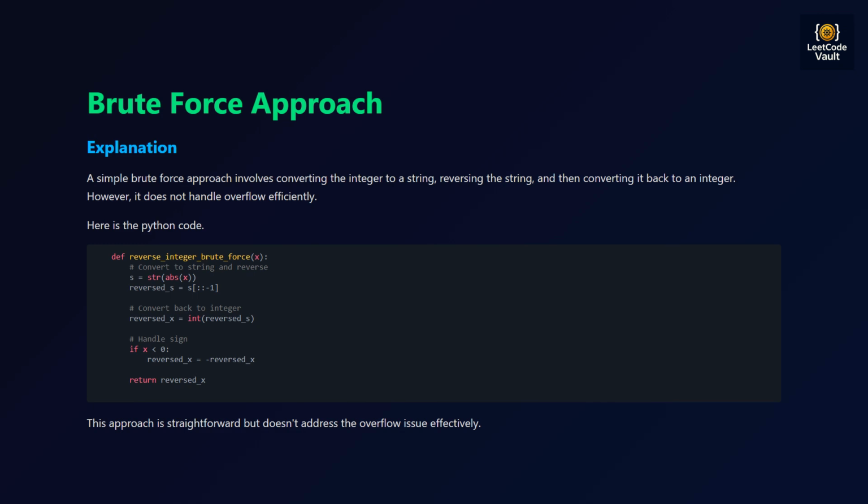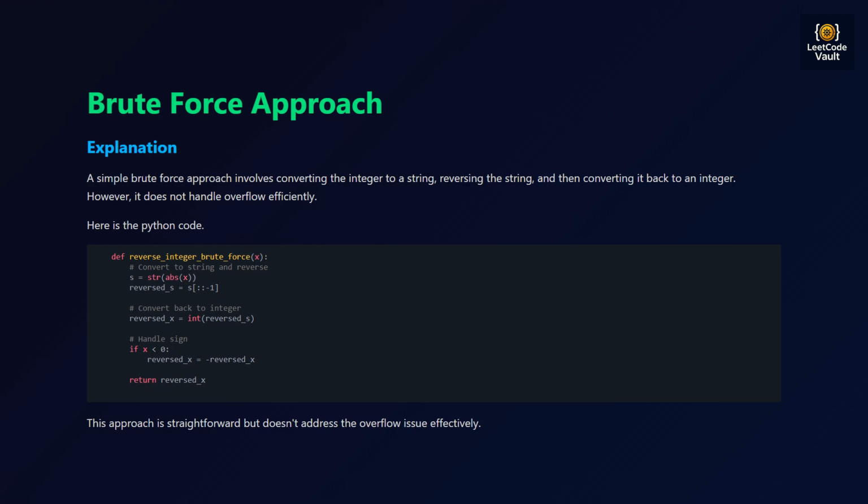Brute force approach. One way to approach this is through a brute force method. We can convert the integer to a string, reverse the string, and then convert it back to an integer. This is simple to understand, but it's not very efficient. It involves extra steps of conversion, which impacts performance, especially with larger numbers.